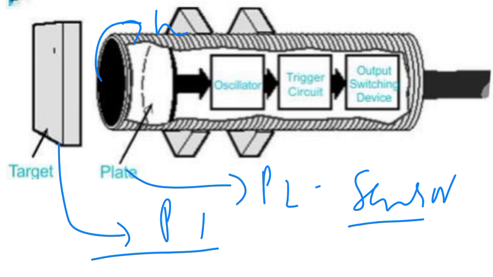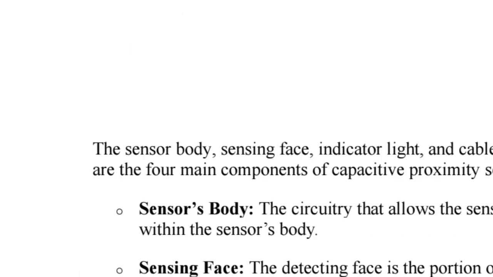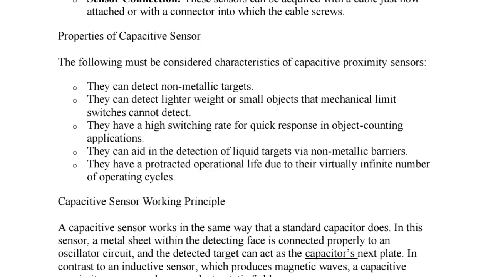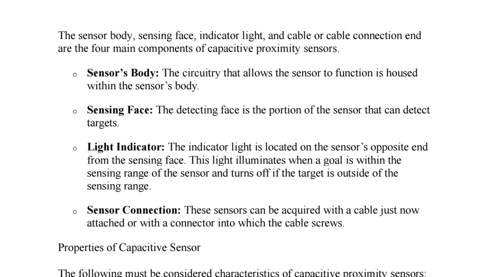Using the electric field strength, the sensor senses the information from the object, and that is stored in the oscillator part. How much signal the oscillator receives is measured by the trigger circuit. Finally it is shown in the output switching device, which may be any measurement. The next part is where we are going to discuss four parts in detail.